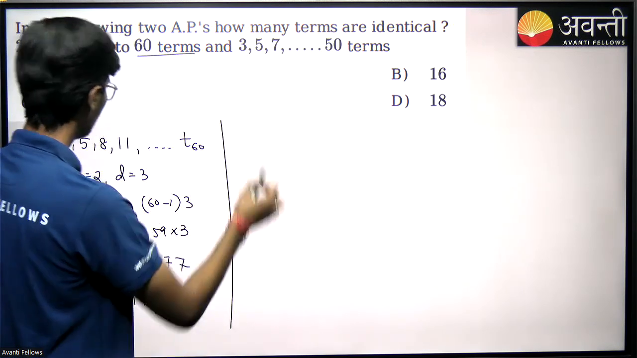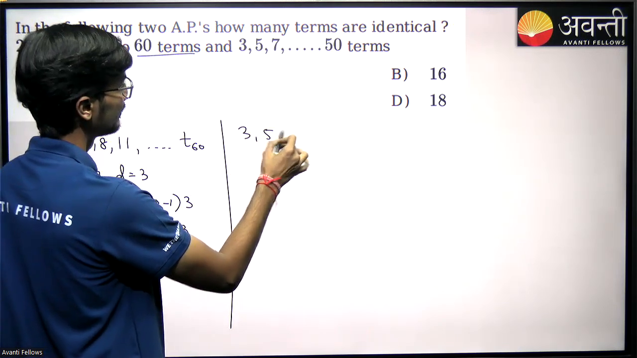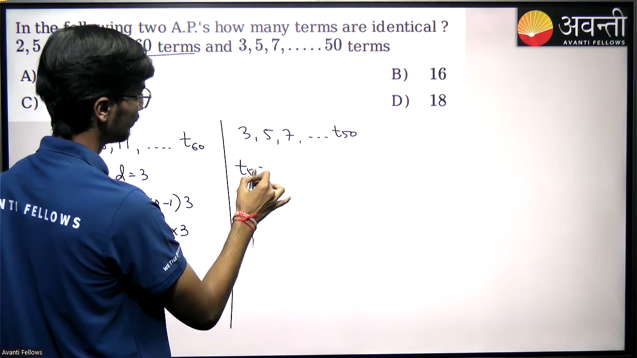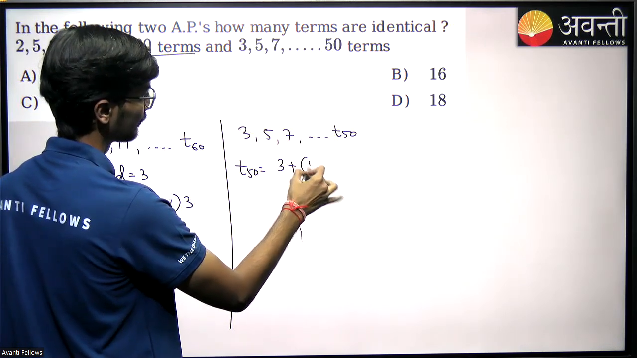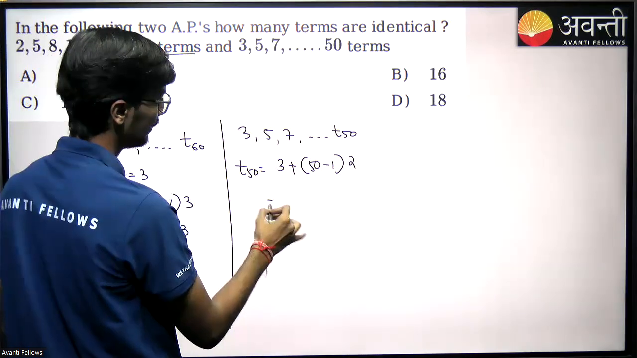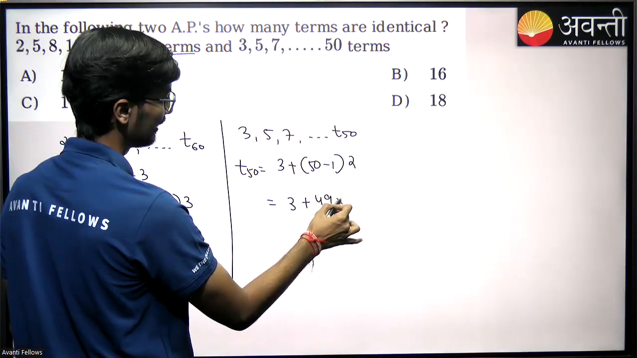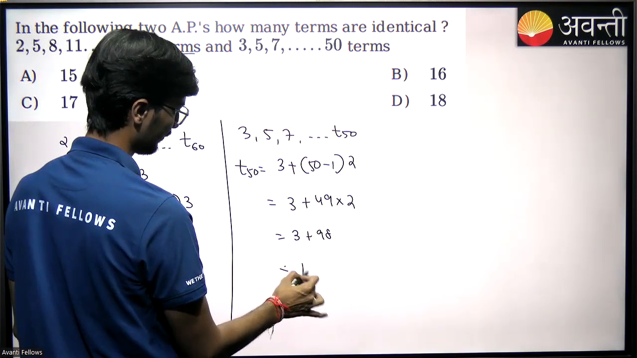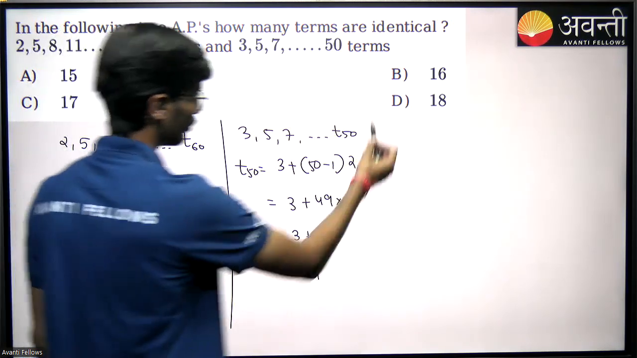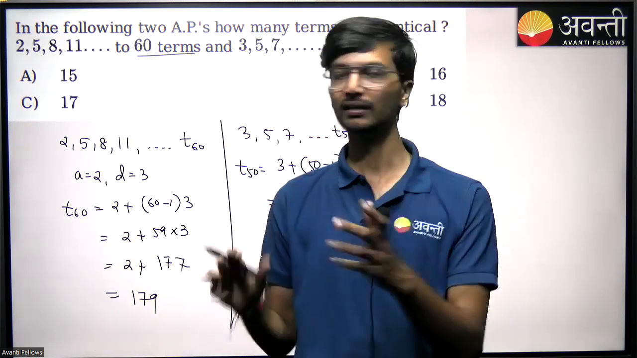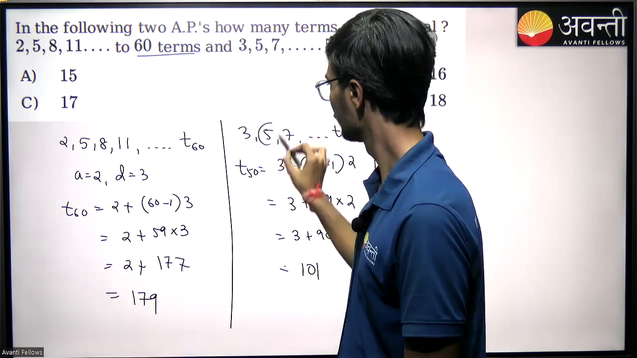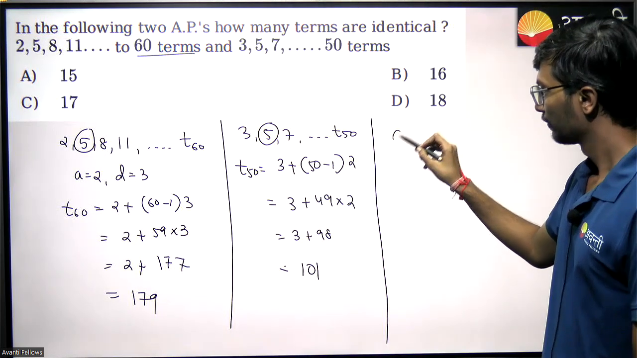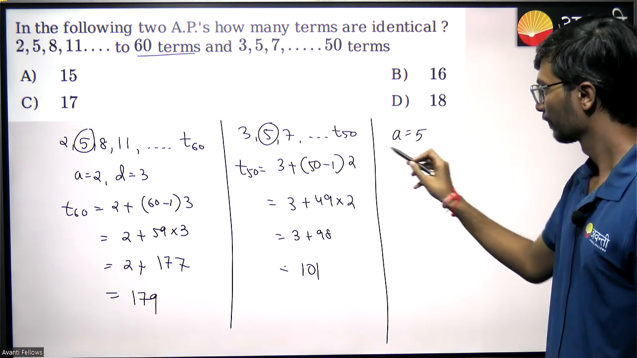Let's see for this AP, guys. 3, 5, 7. This has 50 terms. So T50 will be equal to A plus 50 minus 1 into D. So 3 plus 49 into 2. So 3 plus 98, which is 101. So as you can see, to find the common terms, the first common term is 5 from both. So the first common term is 5.